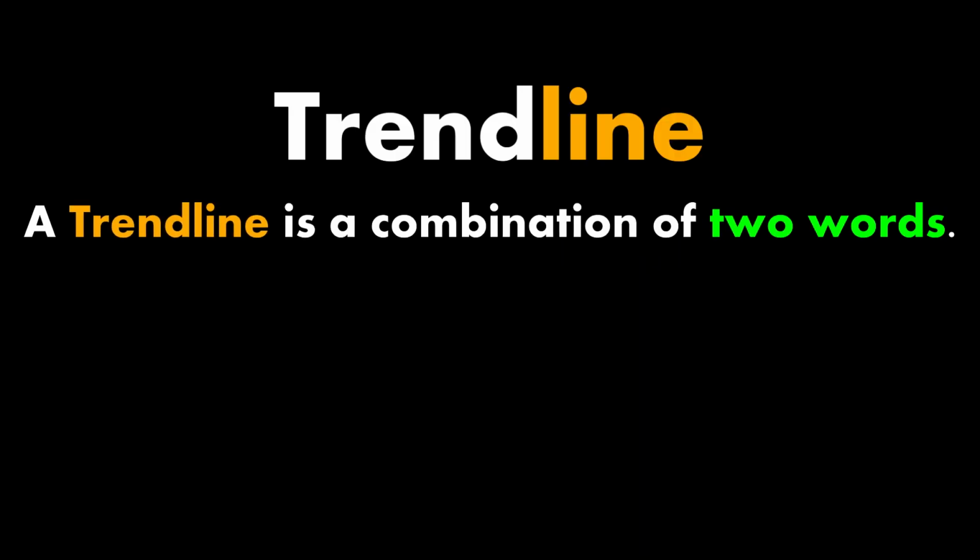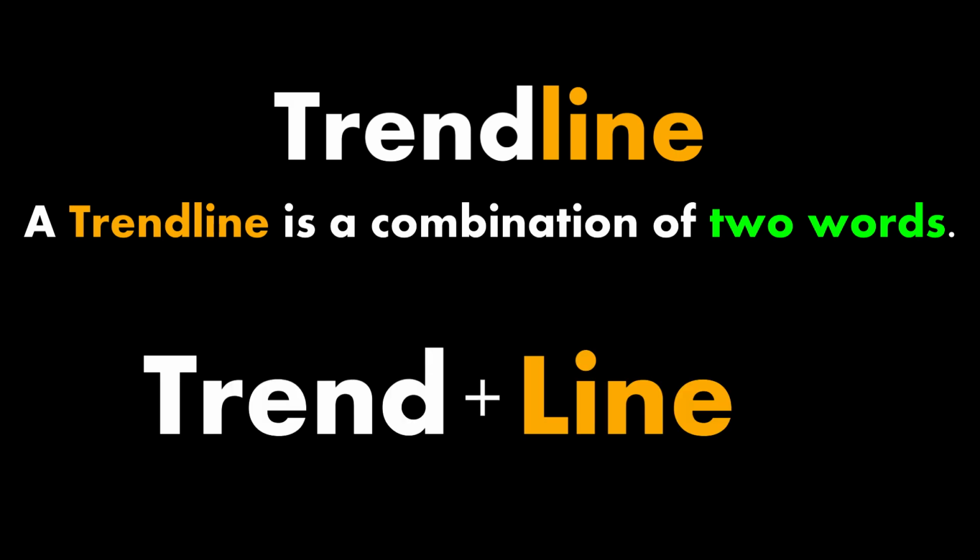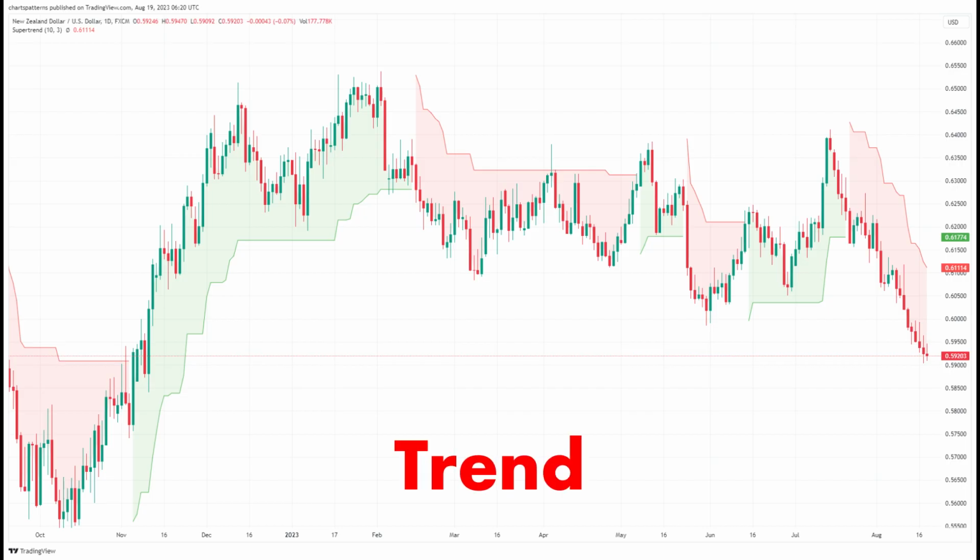A trend line is a combination of two words. First, trend. Second, line. Trend means trends in the market direction are determined by the movement of prices over time, characterized by peaks and troughs that indicate whether the trend is upwards, downwards, or sideways.